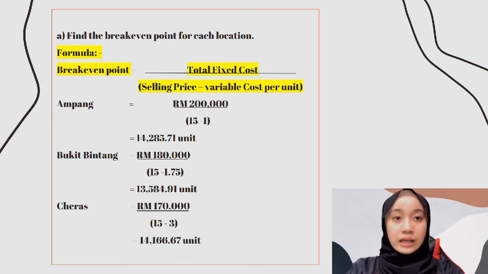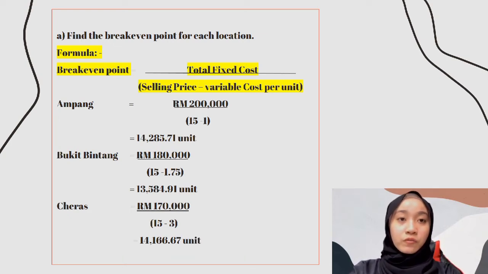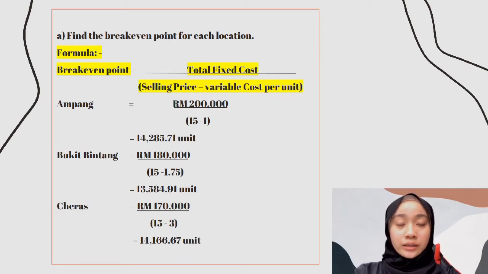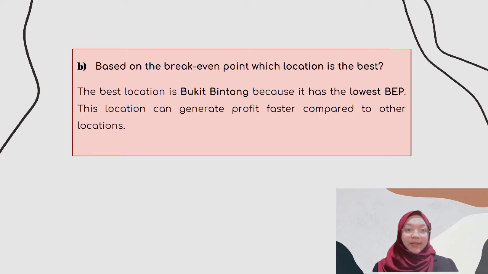For Bukit Bintang, 180,000 divided by 15 minus 1.75 equals 13,584.91 units. Lastly, the break-even point for Cheras, 170,000 divided by 15 minus 3, equals 14,166.67 units. What we can see is Bukit Bintang is the best location because it has the lowest break-even point. That location can generate profit faster compared to other locations.